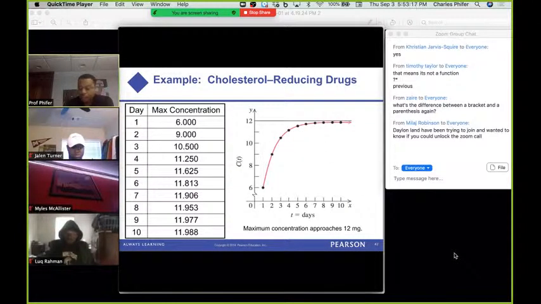And then if we plot the points, we get an image that looks like this. So the maximum concentration approaches about 12 milligrams. So if he takes 20 milligrams a day, with that formula, he approaches a maximum concentration of 12 milligrams. That's interesting. I never thought of it that way, though.